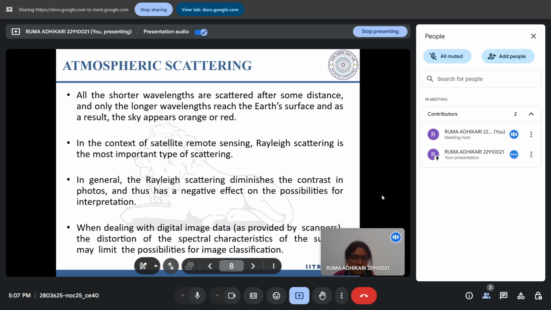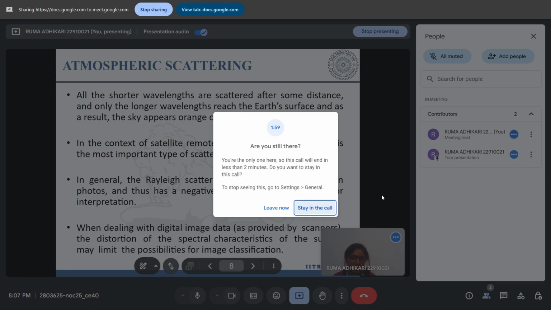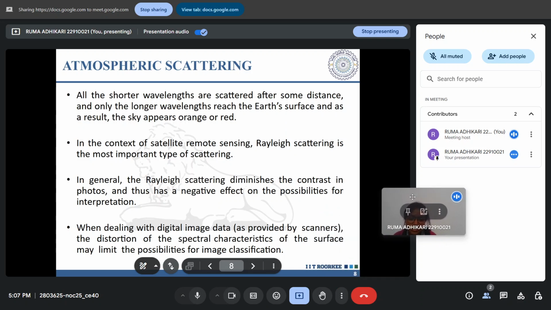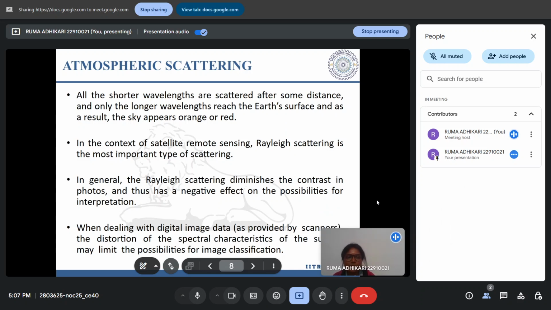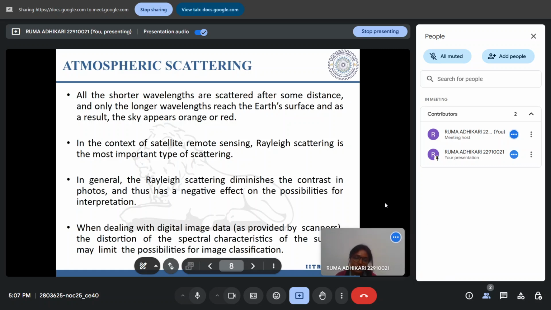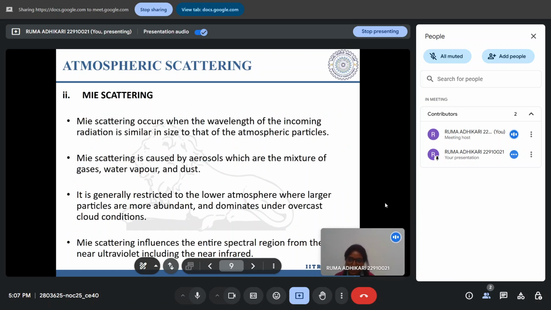In the context of satellite remote sensing, Rayleigh scattering is the most important type of scattering. In general, Rayleigh scattering diminishes the contrast in photos, and thus has a negative effect on the possibilities for interpretation. When dealing with digital data, as provided by scanners, the distortion of the spectral characteristics of the surface may limit the possibilities for image classification.